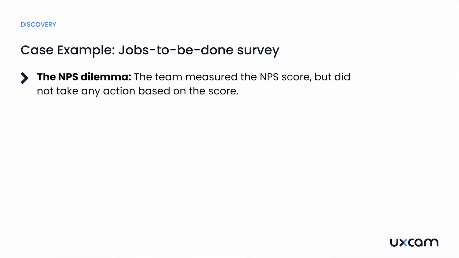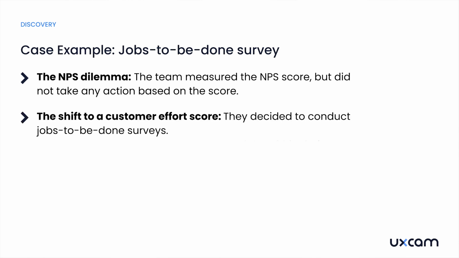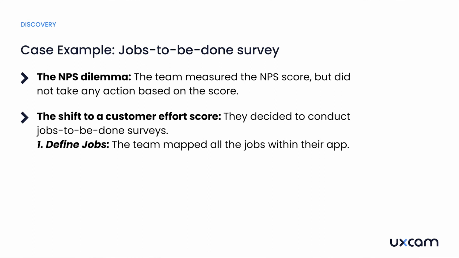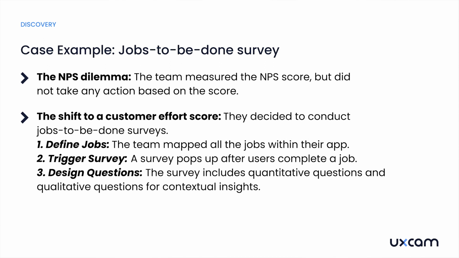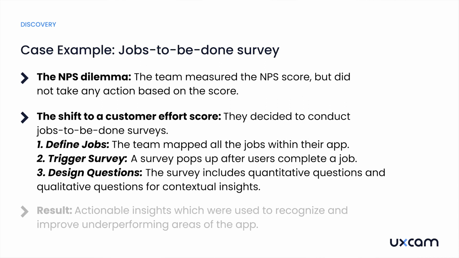Now let's shift to the customer effort score. So the product manager decided to implement a customer effort score based on the jobs to be done framework. Define jobs. First, they mapped out all the jobs that a user aims to complete within the app. Trigger survey. A survey would pop up immediately after the user completed a job. Question types. The survey contained both quantitative questions like, on a scale of 1 to 5, how much effort did it take to create a listing? And a qualitative one for deeper insights.